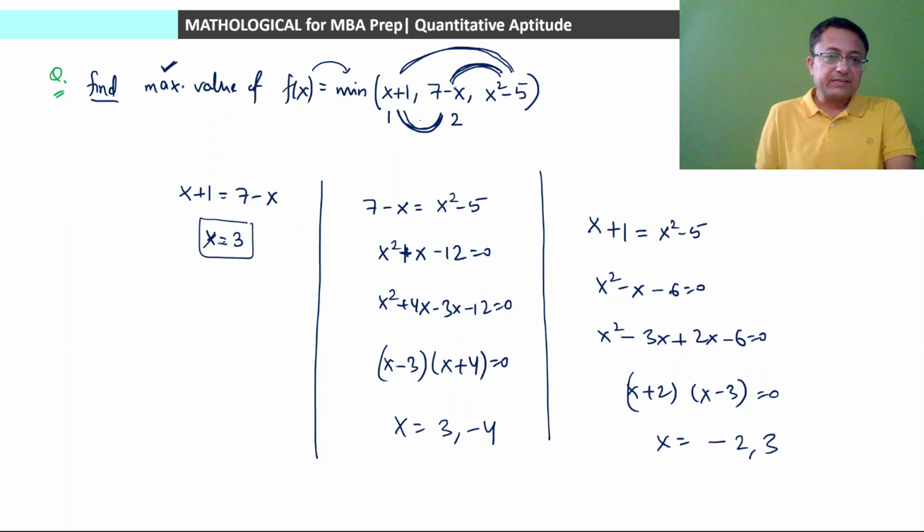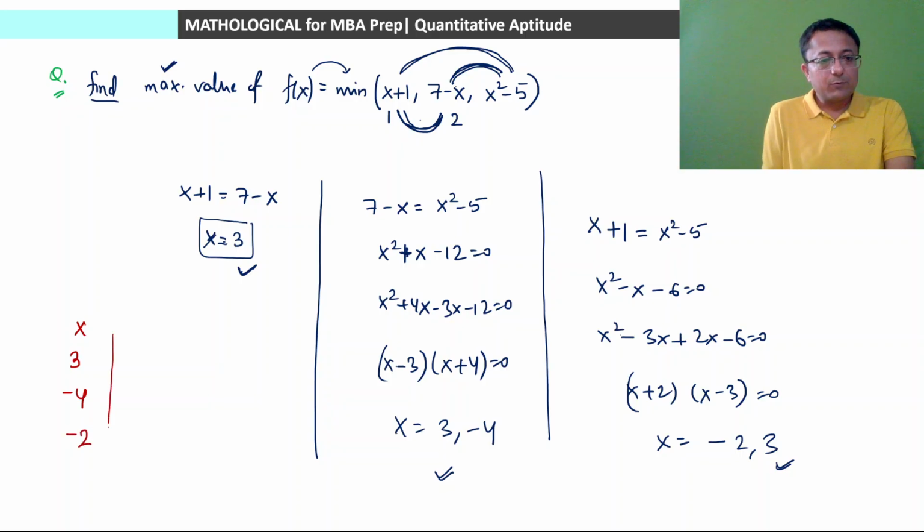So basically, how many critical points did we get? x equal to 3 is the critical point for all the pairs. So basically, at x equal to 3, all these 3 functions are intersecting. Isn't it so? But there are other critical points as well. We have to consider those points as well. x equal to 3, minus 4, and minus 2. These are the 3 critical points in our case. x equal to 3, x equal to minus 4, and x equal to minus 2.